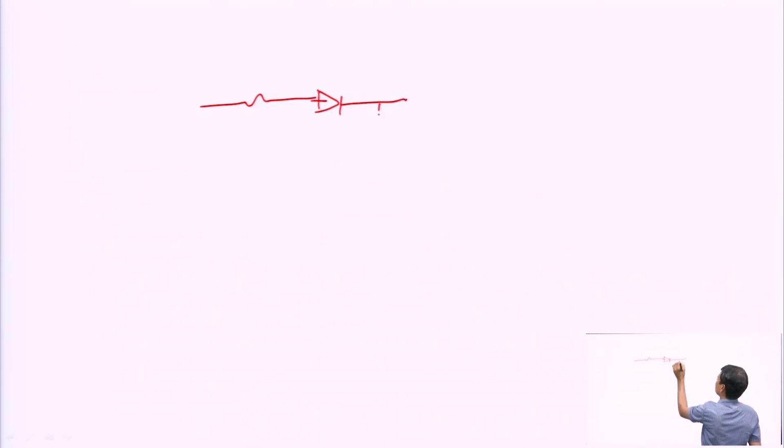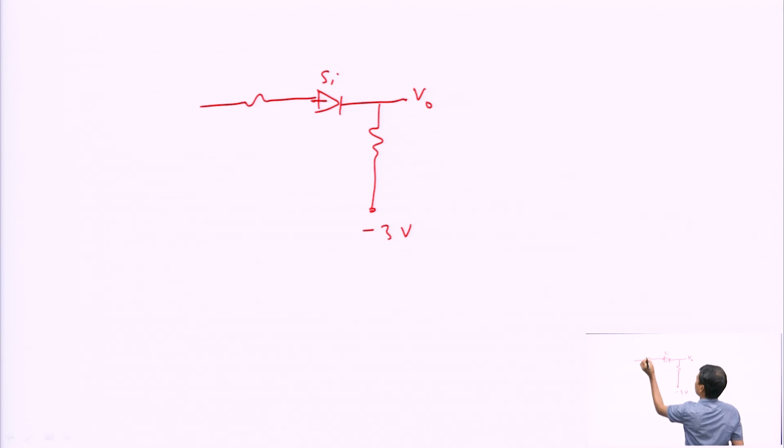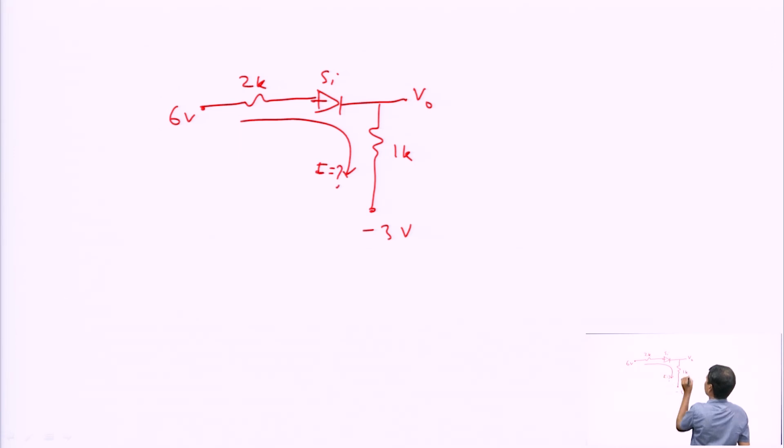Now, some more examples, miscellaneous questions. Suppose I have taken a resistance, a diode, and here this is minus 3 volt and this is V naught, and this is a silicon diode, and suppose this is 2 kilo ohm and this is 1 kilo ohm and this is 6 volt. We have to calculate the current I. I is equal to what and V naught is equal to what. These are the miscellaneous questions that may be asked in your examination.